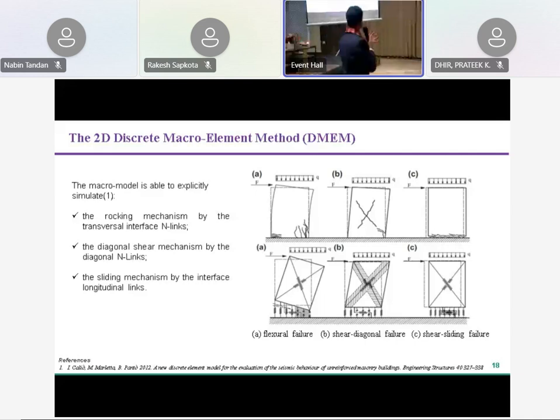This is quite useful for the assessment, because as we said above, depending on which failure mechanism is activated, we can be much more or less confident that the structure can dissipate energy. For this reason, it's important to have a model which is able to give us this information, which is the failure mechanism that is activated.